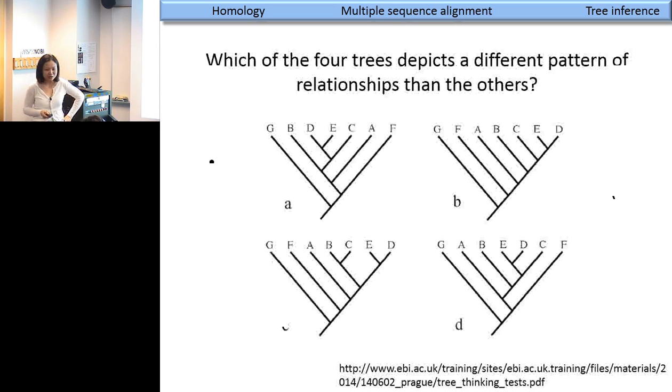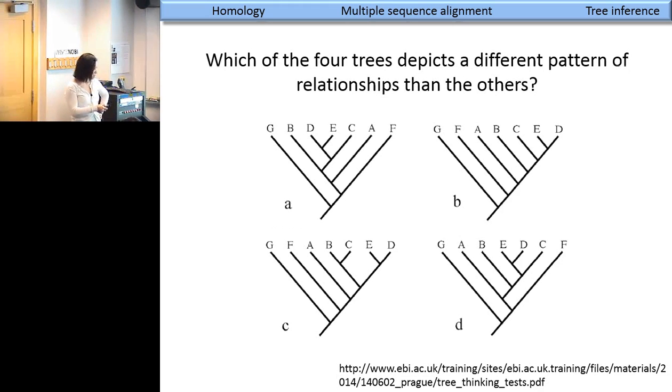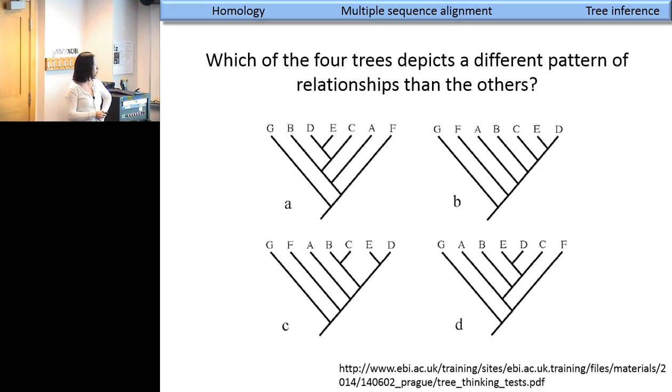Before I get into the methodology details, just a few basic things about trees, because a lot of you don't use trees that much in your daily work. This is the most common phylogenetic tree representation. So the root, and those are the tips.